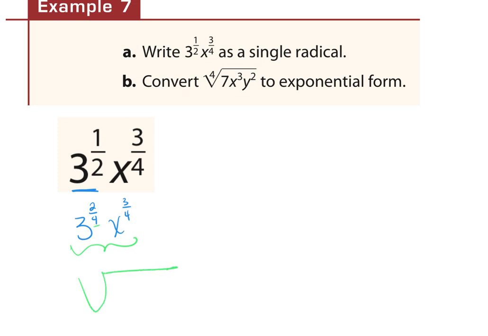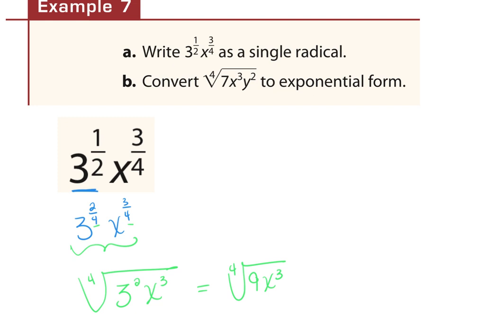Radical, my index now is the same, it's 4. I can say 3 squared x cubed. And you can simplify that. My 3 squared is just 9. So that's the 4th root of 9x cubed. All right.